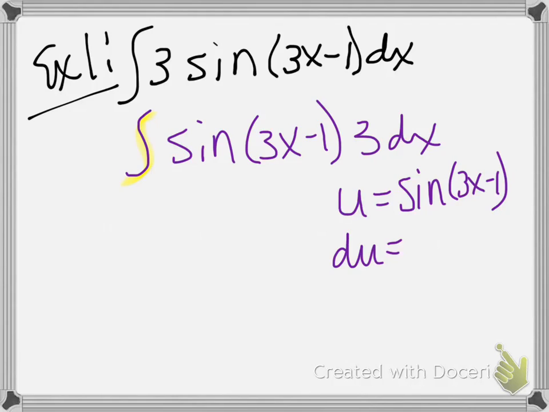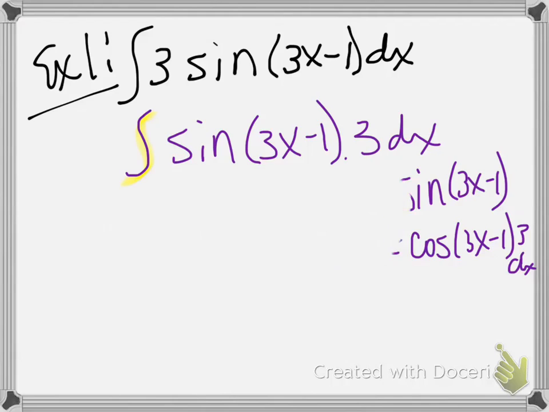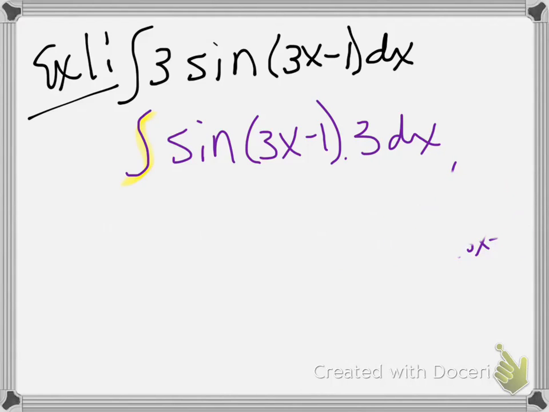If sine's my U, then my du, remember du is the derivative directly of that. The derivative of sine 3x minus 1 would be cosine 3x minus 1 times 3, and then there'd be a dx. Well, that's no good for us because we don't have a cosine up here in the problem. So I'm going to erase that. I know it doesn't work. So let's switch this and try letting the u be the 3x minus 1 part.